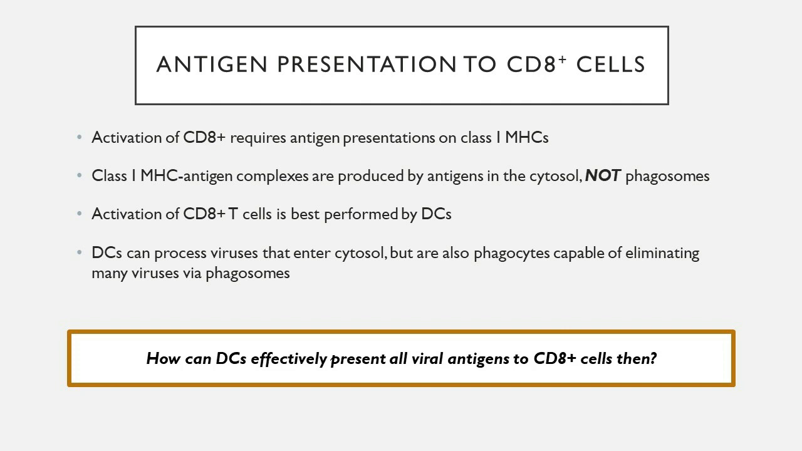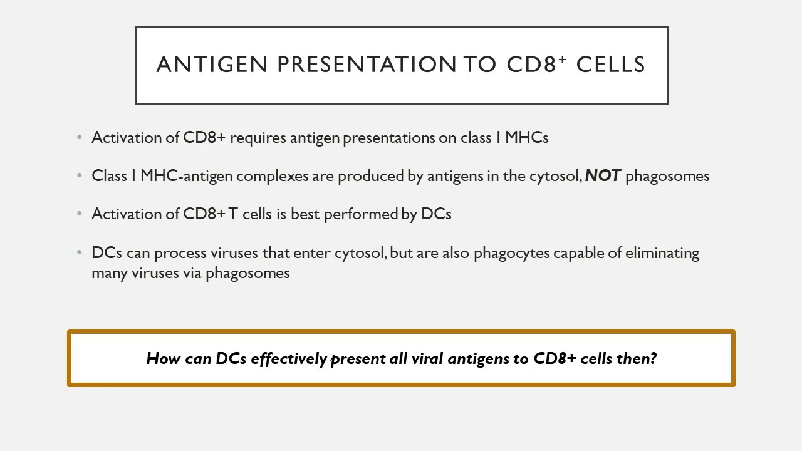Now, I want to touch on the activation and antigen presentation of CD8 plus cells. We learned a lot about this in previous chapters. We learned that CD8 plus cells require antigen presentation on class 1 MHCs. I always remember the T cell subtype and MHC class by thinking that CD8 plus cells and class 1 bookend the numbers: 1 and 8 are the smallest and largest. Then it's class 2 with CD4 plus cells, so they occupy the middle numbers.